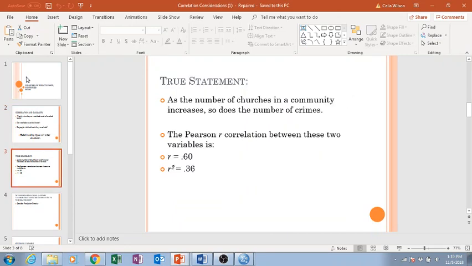Right? Along those same lines, let's think about this statement. And this is true, documented, researched, using actual accurate data. As the number of churches in a community increases, so does the number of crimes. Okay, so using available data, the Pearson R correlation between these two variables is positive 0.6.